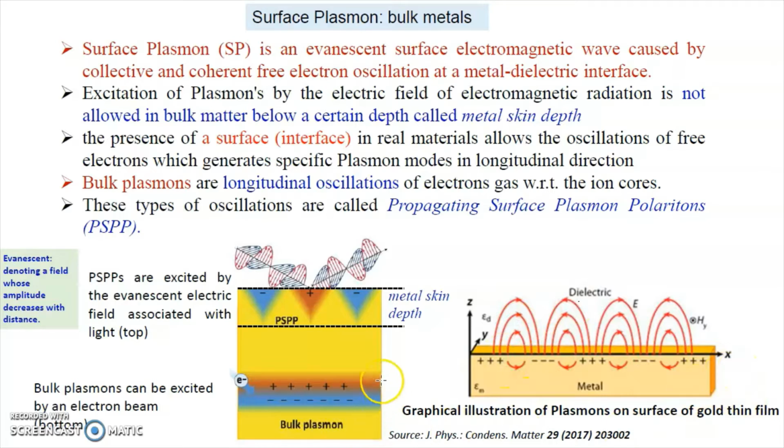Now suppose we want to influence the free electrons which are in the bulk. Then there is another way that you can do it, by using the electron beam. When you influence with the electron beam, the plasmon which is generated in the bulk of the metal is called a bulk plasmon. So this is a bulk plasmon which is generated in the bulk of the metallic thin film or metal slab. But for that you need a high energetic electron beam.